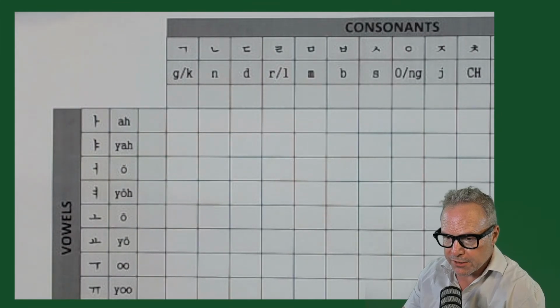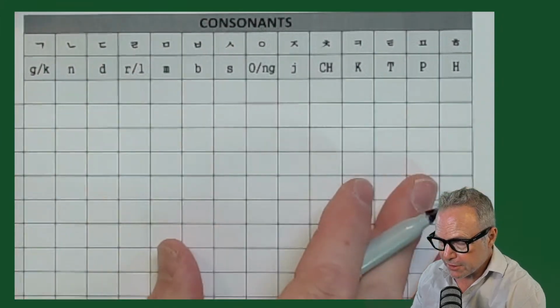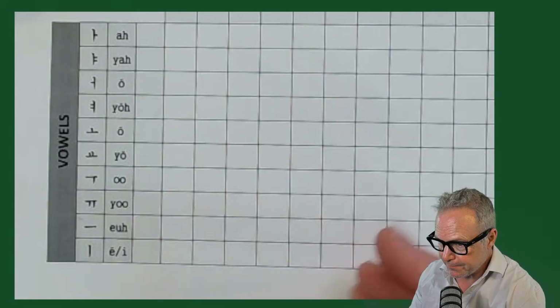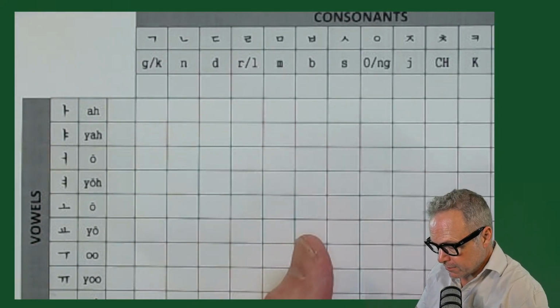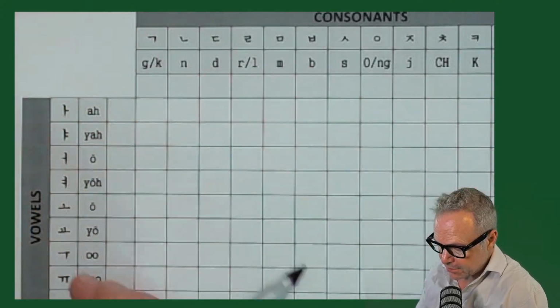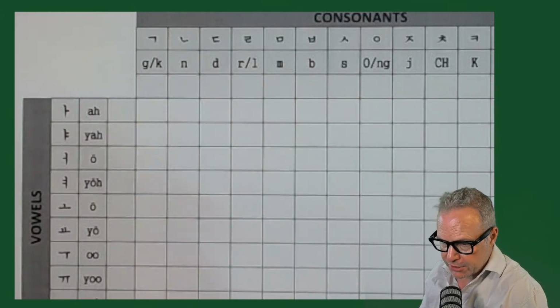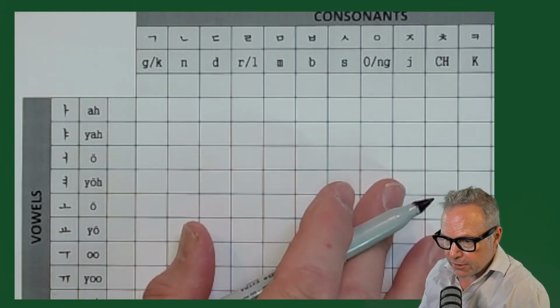So what you can see on this chart is that we've got all of the 14 consonants across the top. We've got all 10 vowels down the side. Some of you may already be aware that there's a little bit more to the alphabet. This is the basic essentials, but there are also diphthongs. Diphthongs are combinations of vowels that create different sounds. There are also double consonants.